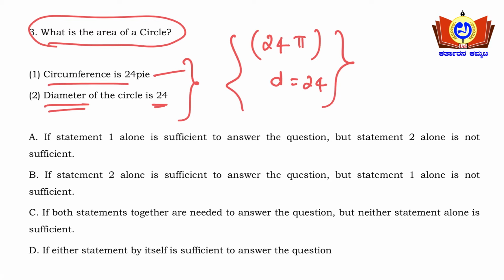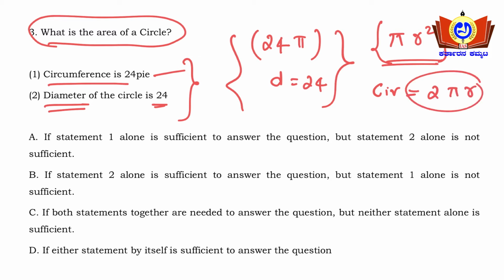So we know the formula, right, the area of a circle is pi r square. If we need to find the area of a circle, what is the formula? It is pi r square. See here, when we consider the circumference is 24 pi, the circumference formula is 2 pi r, and it is given that the circumference is 24 pi here. Then obviously we can find the radius here. So statement 1 is sufficient to answer the question of finding the area of a circle.